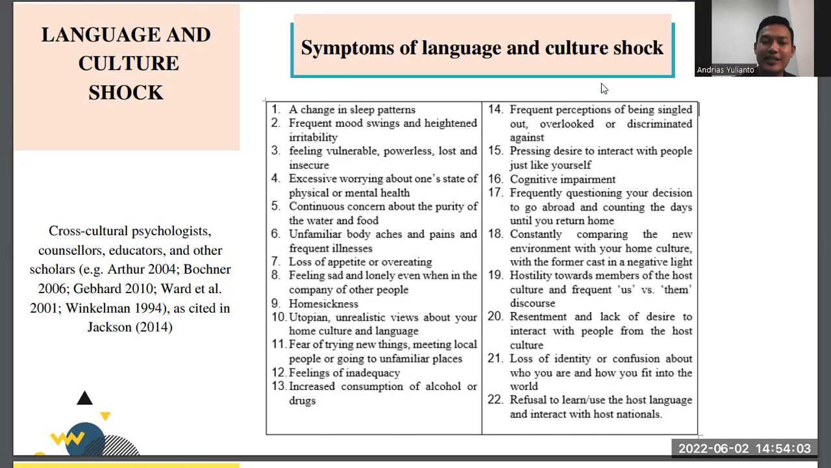Resentment and lack of desire to interact with people from the host culture, loss of identity or confusion about who we are and how we fit into the world, and refusal to learn and use the host language and interact with host nationals. These are the symptoms of language and culture shock.